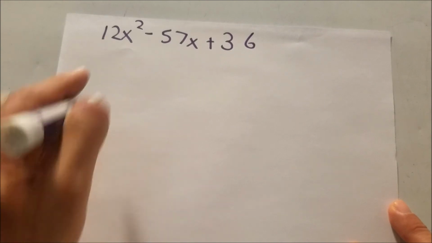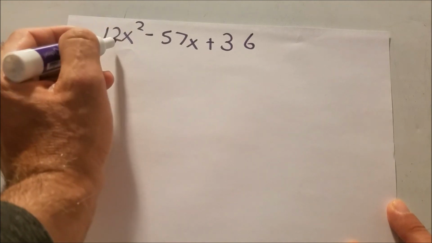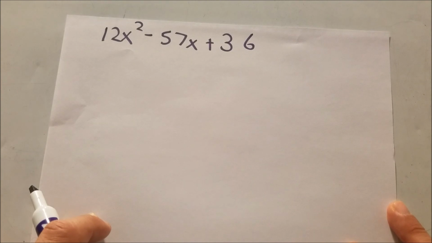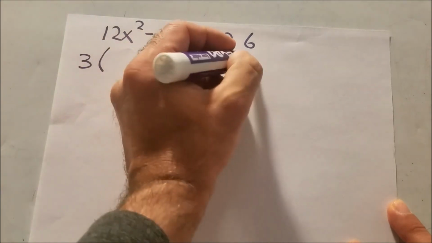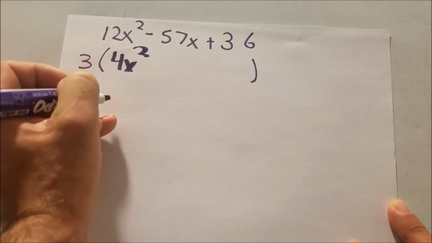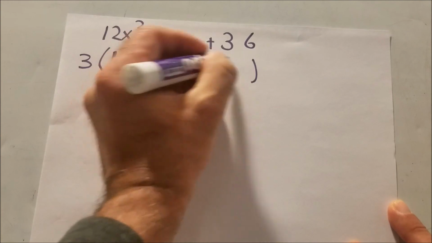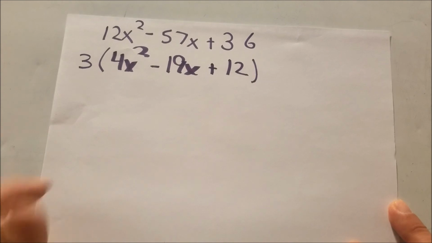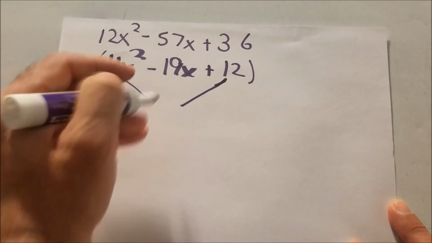Now before we look at the a term, we know the a term is greater than 1. But before we multiply 12 and 36 together here, let's see if we can do the GCF, the greatest common factor. What can we take out? We take out 3, right? 3 goes into all of them. So then we just distribute back. And we'll have a 4x squared here. We'll have a 19x there, minus 19x. And here we go, a 12. So a is still greater than 1, so let's now do 4 times 12. We'll do the a term times the c term, and we get 48.